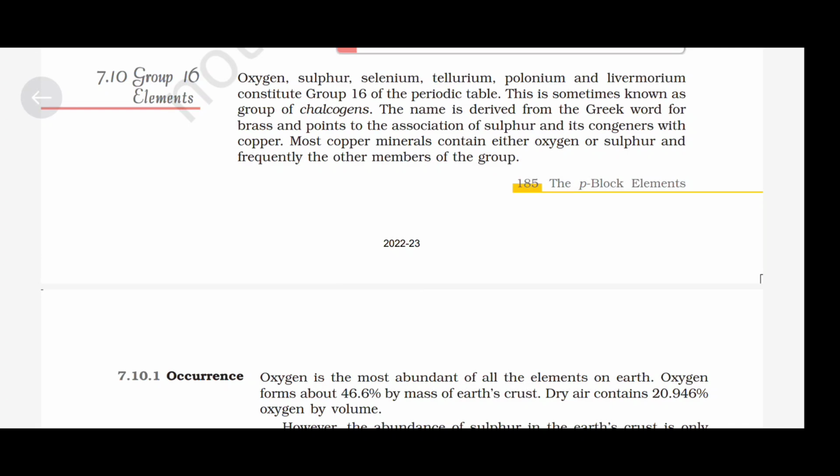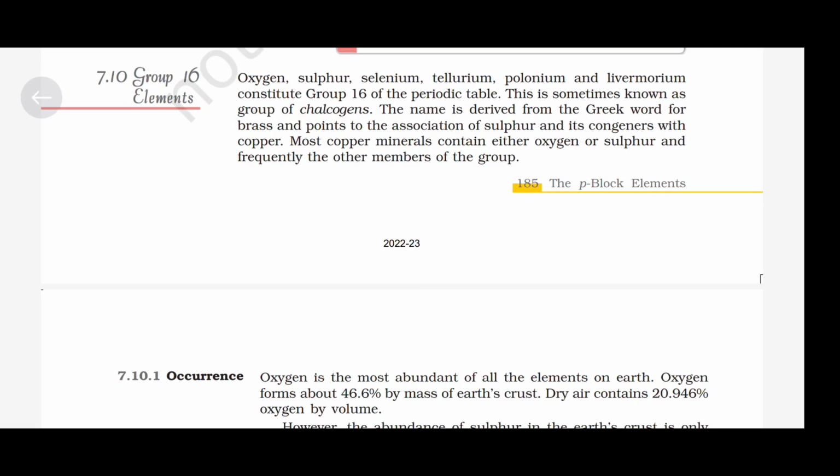Oxygen, sulfur, selenium, tellurium, polonium, and livermorium constitute group 16 of the periodic table. The mnemonic that I have made for this is: oxygen O, sulfur Sir, selenium Se, tellurium Te, and for polonium Po, and for livermorium Li. So O Sir Se Te Po, O Sir Se Te Po. So this is the mnemonic.